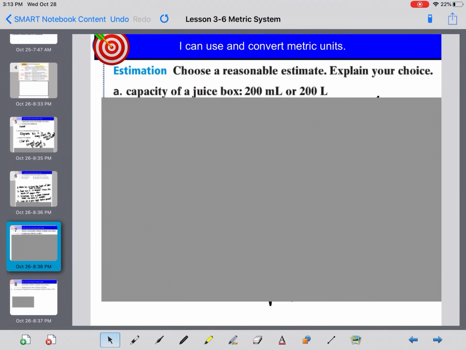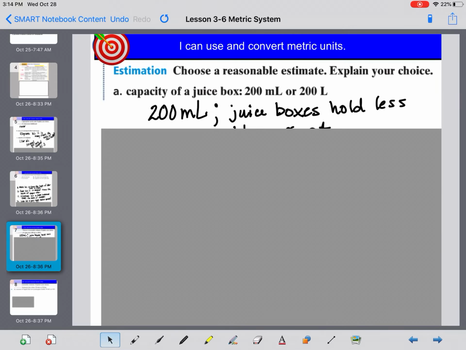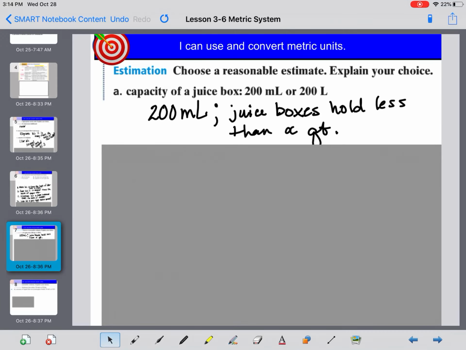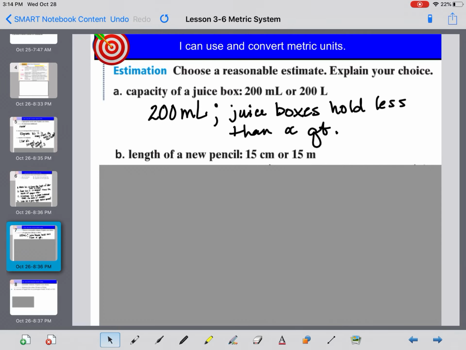Now I'm going to give you 2 options, and your job is to choose a reasonable estimate and explain your choice. When thinking about the capacity of a juice box, would you guess that you should use 200 milliliters or 200 liters, knowing that a milliliter is about 5 drops of water and a liter is about a quart? That being the case, it wouldn't make sense for a juice box to have 200 quarts of juice in it for one person or a single serving. So 200 milliliters would be a better descriptor. Juice boxes hold less than a quart.